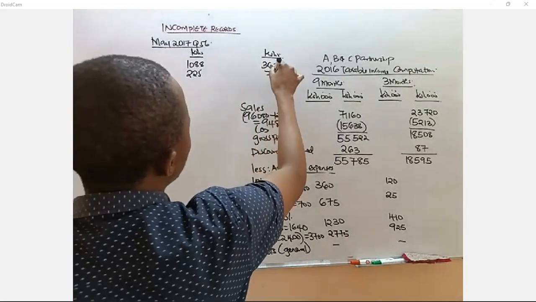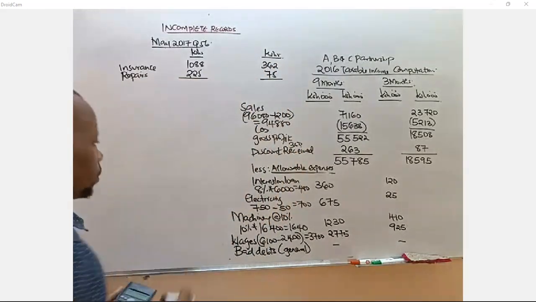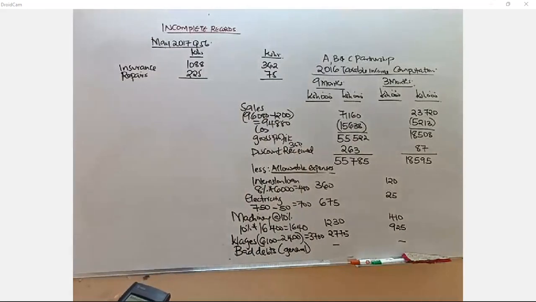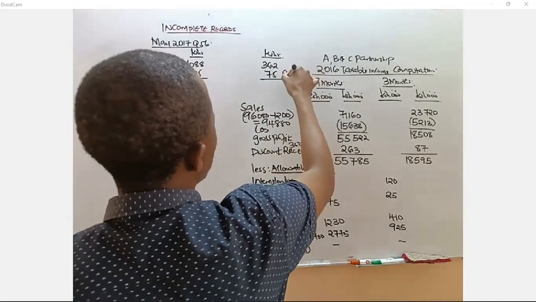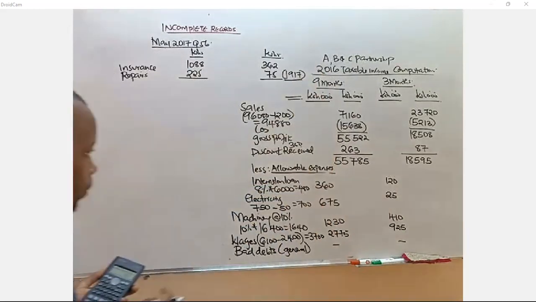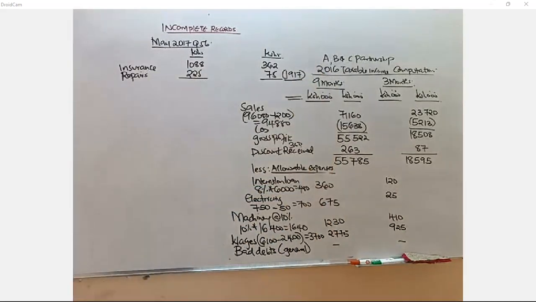So let me do the totals for my expenses. So I will start with 75 plus 362, plus 925, plus 410, plus 25, plus 120. We are getting 1917 here. That is the total expenses for 3 months. When you look for 9 months, we have 360. We have 675. We also have 1230. We have 2775. We have 1088. And then we have 225. We are getting 6353.